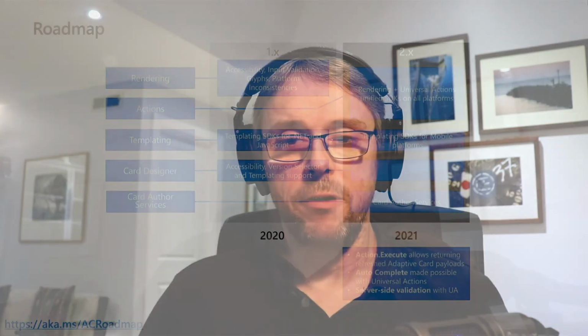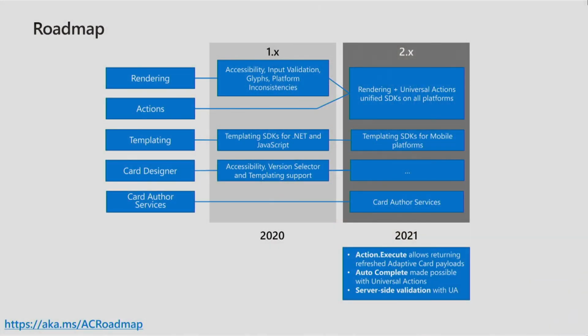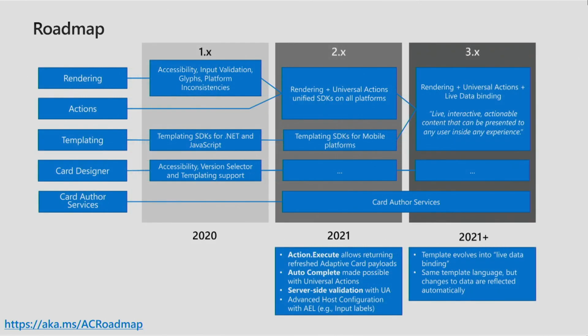And once we're done with all of that, which should happen during the year 2021. And by the way, the universal action, as I mentioned earlier, we hope to have some preview a little earlier within 2020. So once all of that is on the way, we're going to start thinking about our 3.0 or 3.x release. And in there, we want to take templating even one more step further by introducing what we refer to as live data binding.